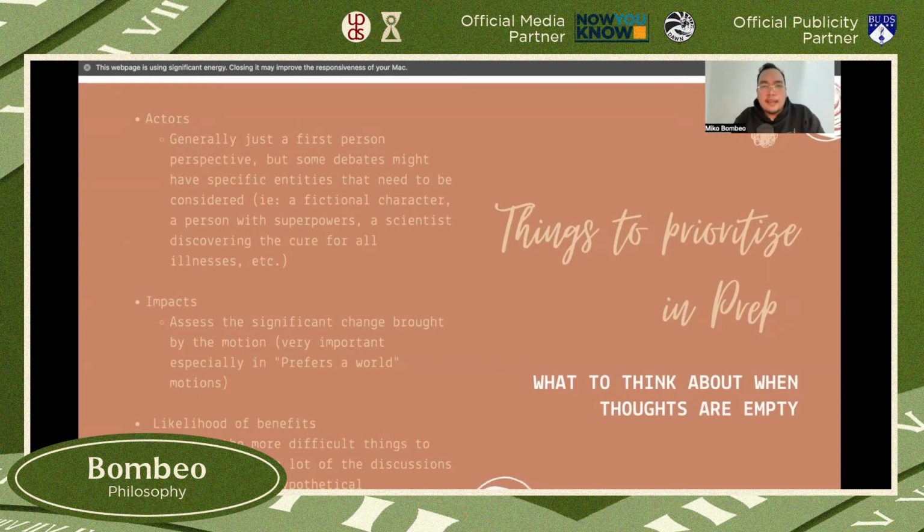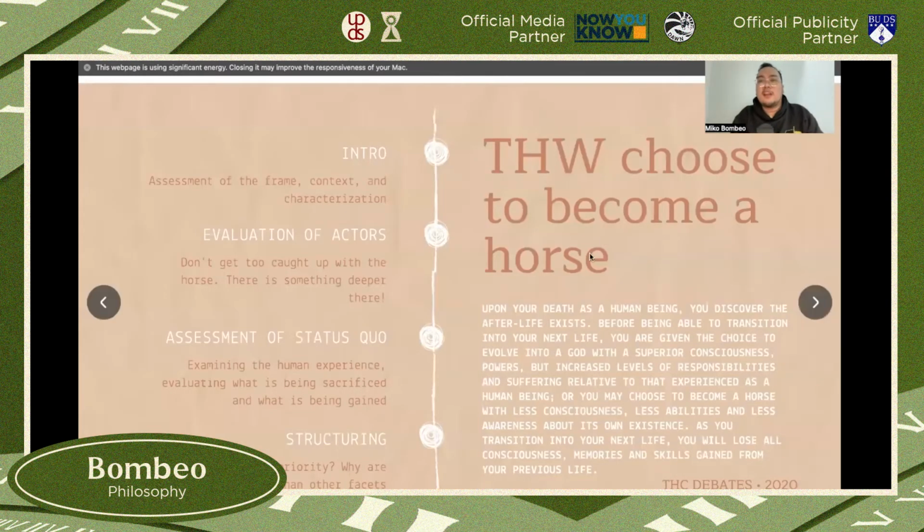Okay, so next slide. Okay. So this motion is from THC debates in 2020. Shout out to Papat. This was their motion. And it was basically a motion that asked you to become a horse. So the info slide reads, upon your death as a human being, you discover the afterlife exists.